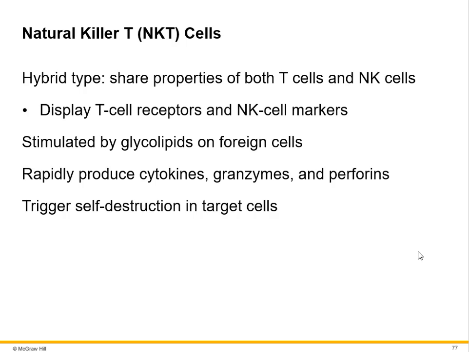And then there's this natural killer T cell. So this is a hybrid of both the T cells and the natural killer cells. So they do have the T cell receptors and the NK receptors. And so they're stimulated by glycolipids and foreign cells. They produce cytokines, granzymes, and perforins, just like the NK cells and the cytotoxic T cells. And they do trigger self-destruction in target cells. But because they have T cell receptors, they are specific, but they can also be targeting non-specifically as well. So that is the NK T cells.